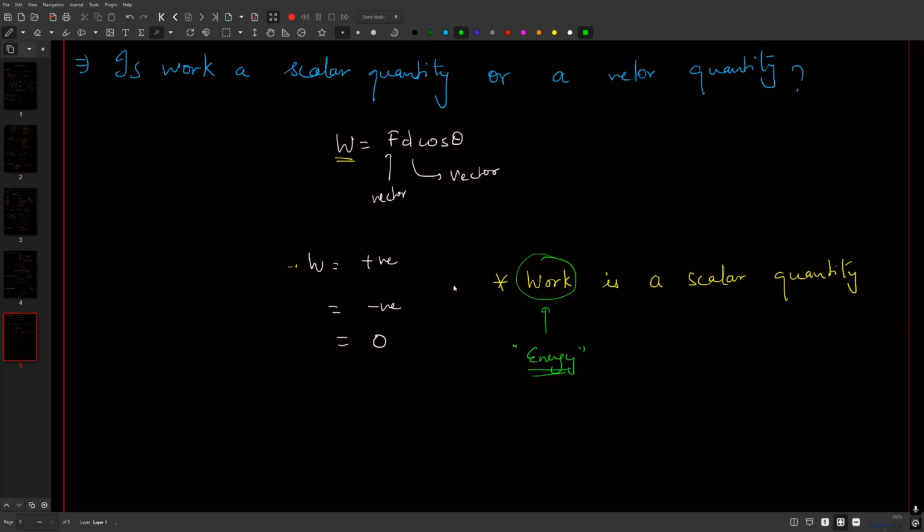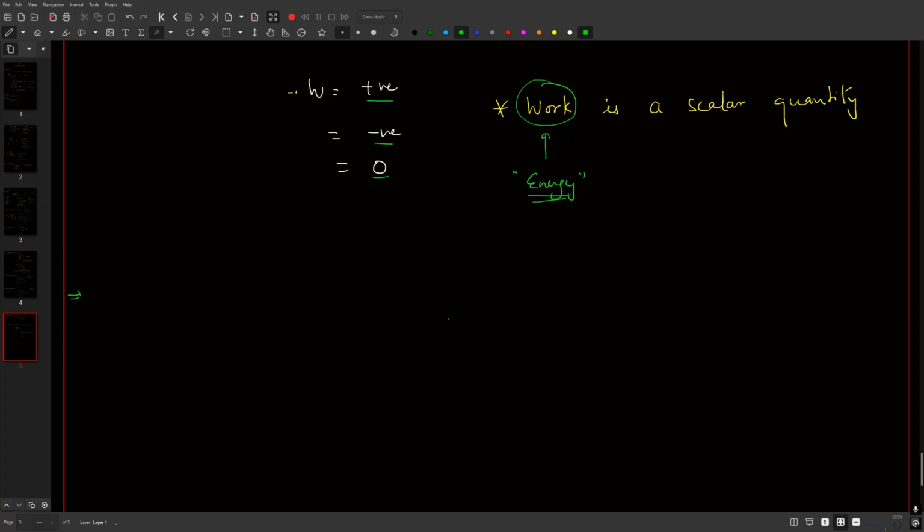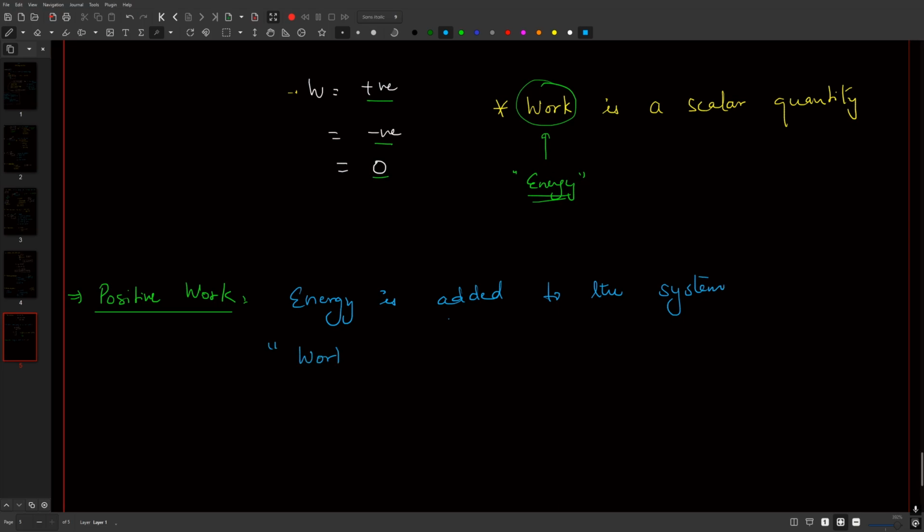Now, the question arises, what is positive, negative, and zero? Then, how can work be positive, negative, and zero if it doesn't have any direction? Well, what does positive work mean here? Positive work implies that energy is added to the system. This can also sometimes be described as work is done on the system.